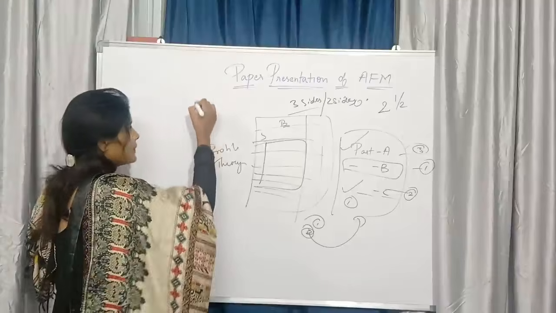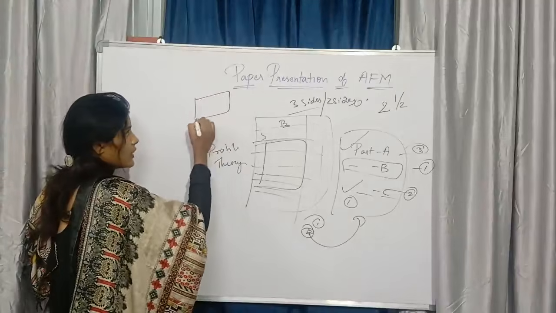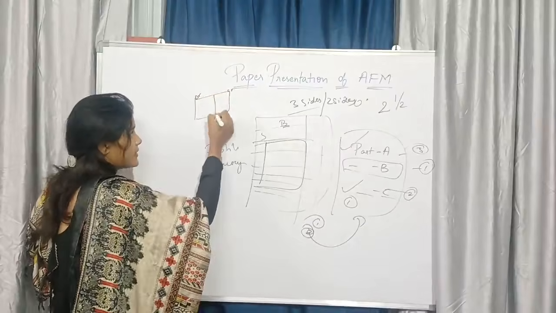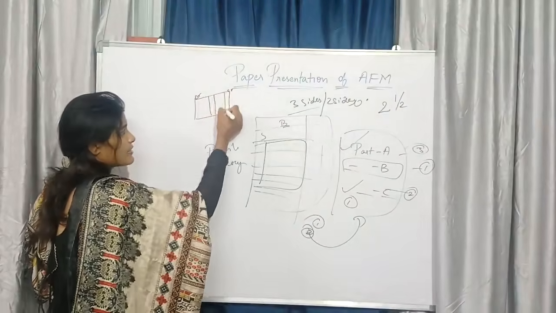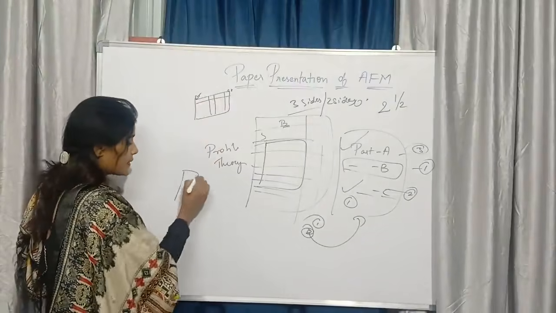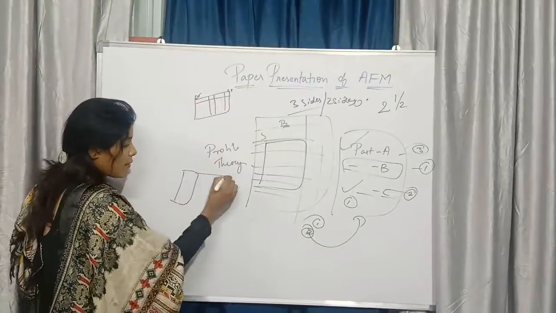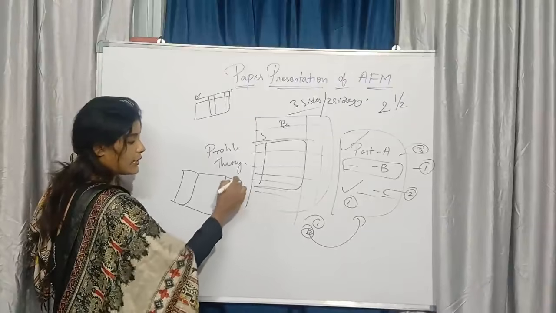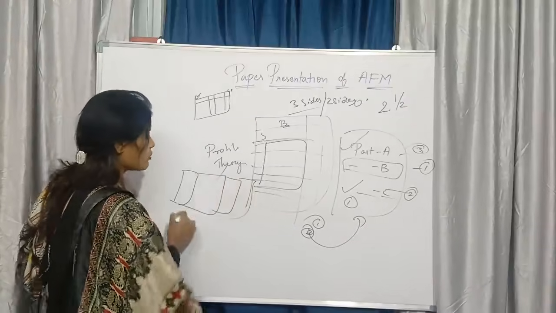See, for example, this is your trading account. In trading account, you will have debit side, credit side. In each side, you will have particulars and amount. Like this, you need to draw. Some students make the particulars column small and the amount column big, and again particulars column small and amount column big. You should not do like that.